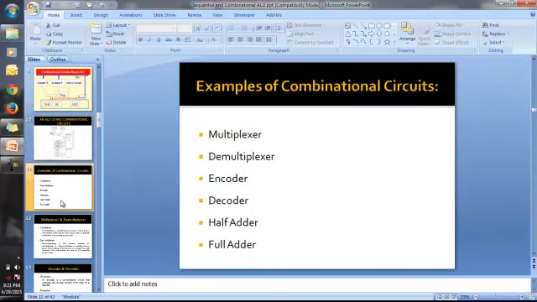Here, a lot of examples of combinational circuits are listed. Let us have a look. Multiplexer, demultiplexer, encoder, decoder, half adder, full adder.